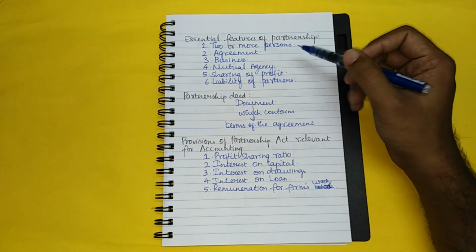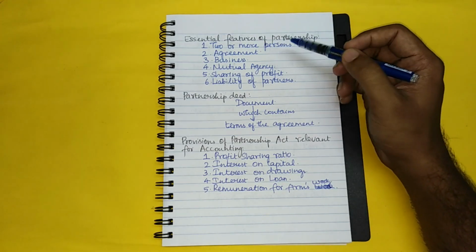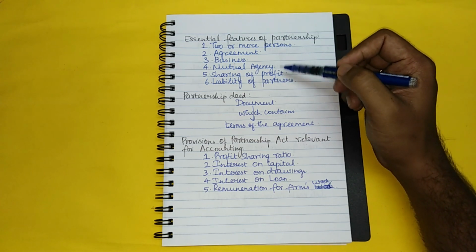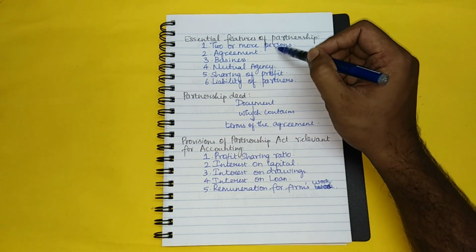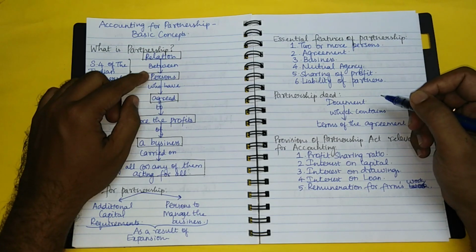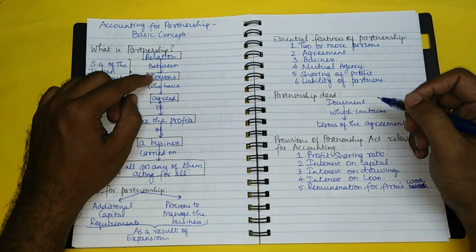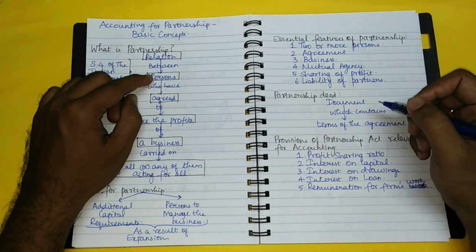Next, let us look into the essential features of partnership. There are totally 6 essential features. Let us look at them one by one. First one, two or more persons. As we previously saw in the definition, partnership is a relationship between persons. Therefore, there should be at least 2 persons to constitute a partnership. However, the central government has prescribed the maximum number of partners in a firm to be 50.